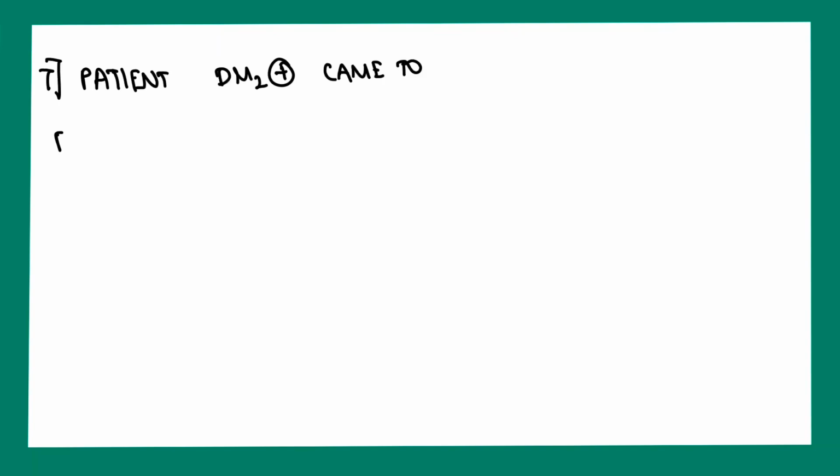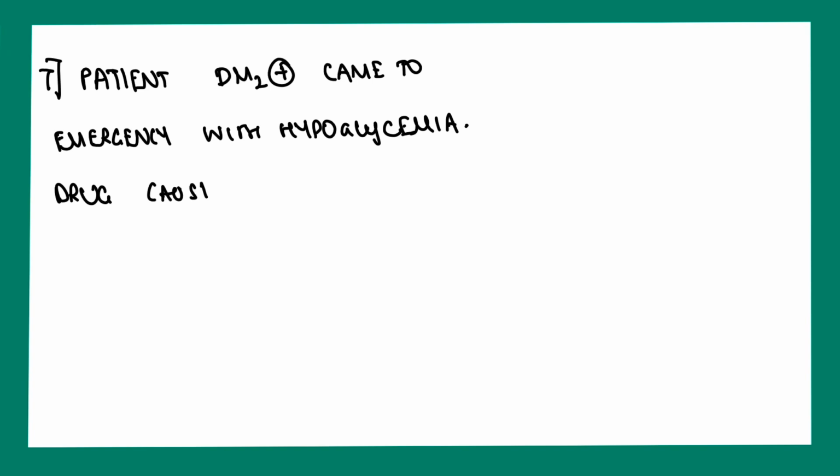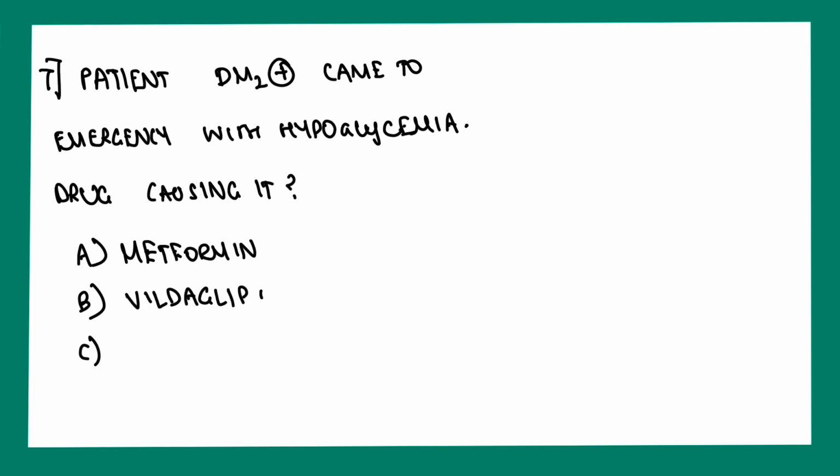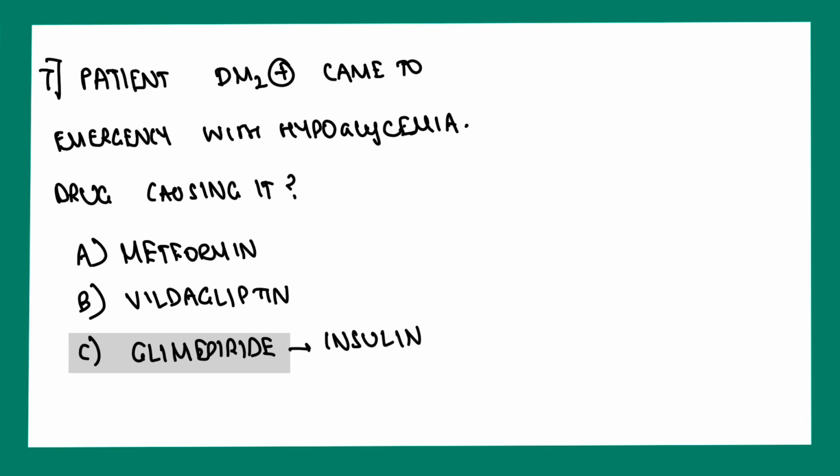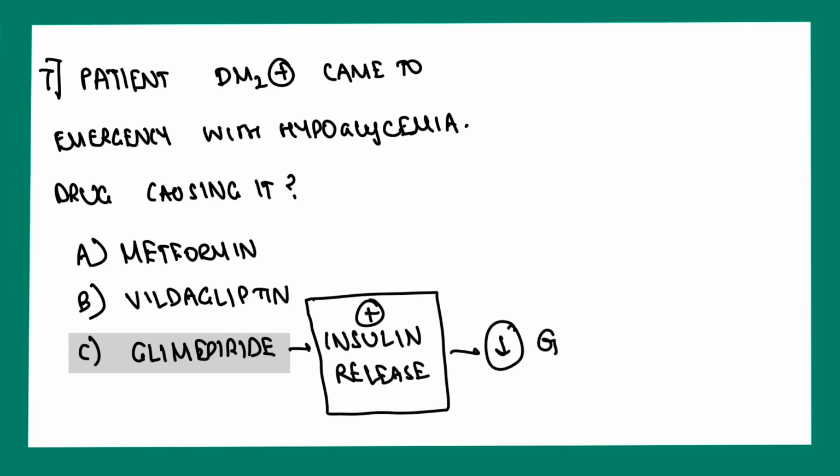Okay, next question. A diabetic patient came to the emergency with hypoglycemia. Drugs causing hypoglycemia. See, any drug having the tendency to release insulin will cause hypoglycemia. Metformin is a drug which decreases peripheral insulin resistance. It has nothing to do with insulin release. Vildagliptin is a DPP4 inhibitor. It also has nothing to do with insulin release. Glimepiride is a sulfonylurea which stimulates release of insulin. So this is the drug with the potential to cause hypoglycemia, whereas metformin and vildagliptin don't cause hypoglycemia.